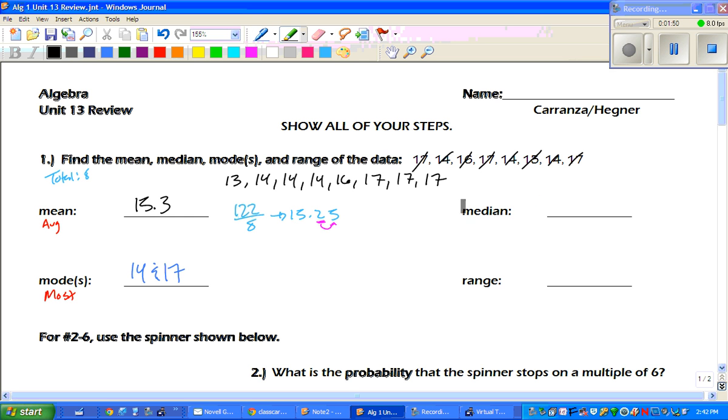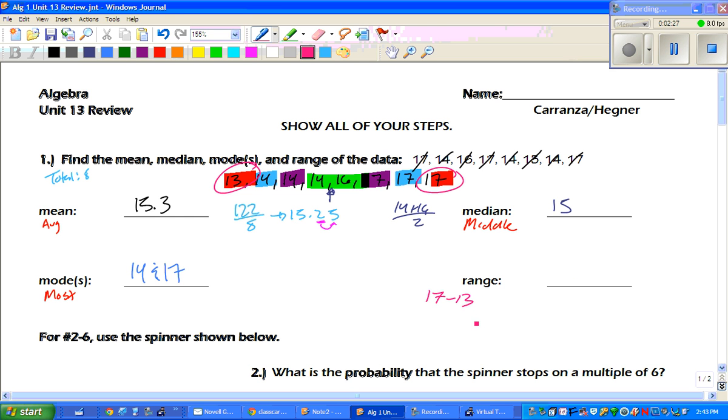Alright, to find the middle, or the median, let's write that down so we remember that it's the middle. We're going to start crossing them out. So 13 and 13, we're working backwards. 14 and 17, 14 and 17, and then what we're left with is we take the average of that. So 14 plus 16 divided by 2. Some of you guys also might be able to just look at it and be like, well, dude, the middle number, it's 15. Okay? And the last thing we do for the range is you take the lowest and the highest and you subtract them, and you get the range of 4.